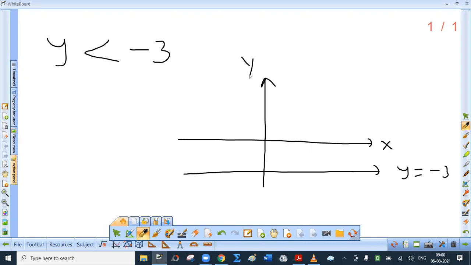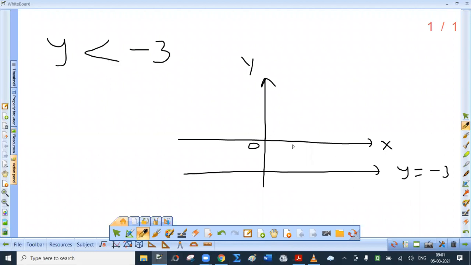Now, this line divides the plane into 3 disjoint sets of points: points on the line, points on the origin side, say half plane H1, and the non-origin side, half plane H2. Now, how to decide whether the origin side or the non-origin side is the graph of the solution set? Consider the coordinates of the origin, (0, 0). Is 0 less than -3? No, 0 is not less than -3. So the origin does not satisfy the inequation.